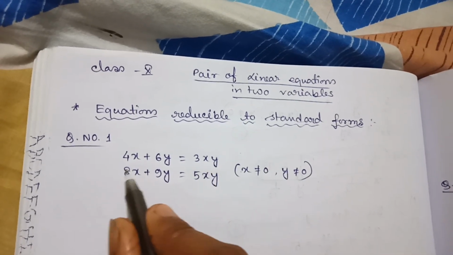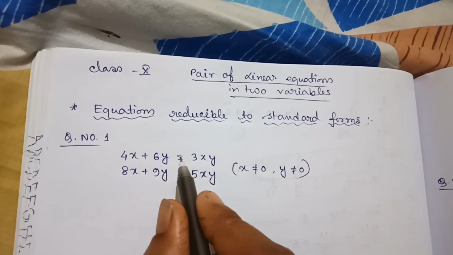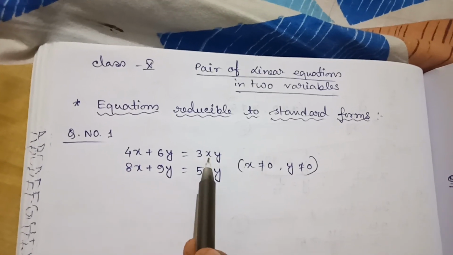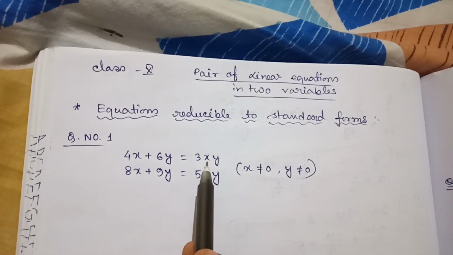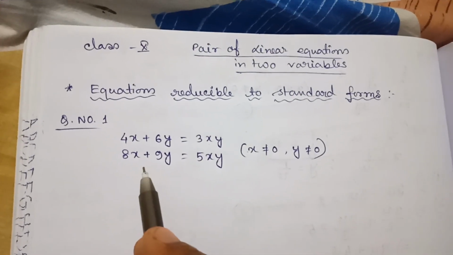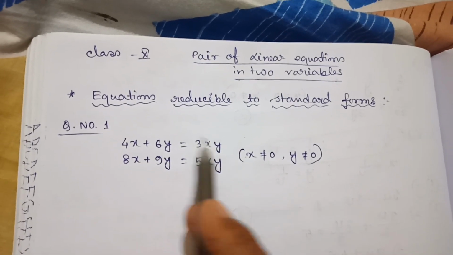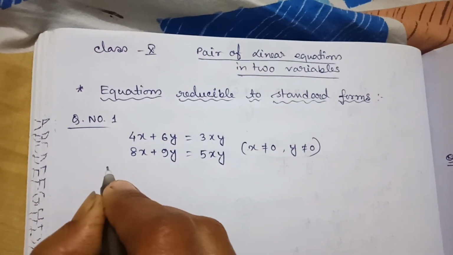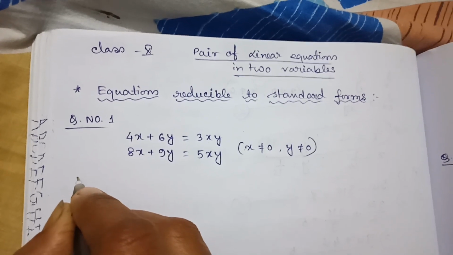But here we don't have any constant term. Instead of a constant term, we have a new term consisting of both x and y. So how will we reduce these types of equations to standard forms? That's our aim today for this particular question. So let's start.